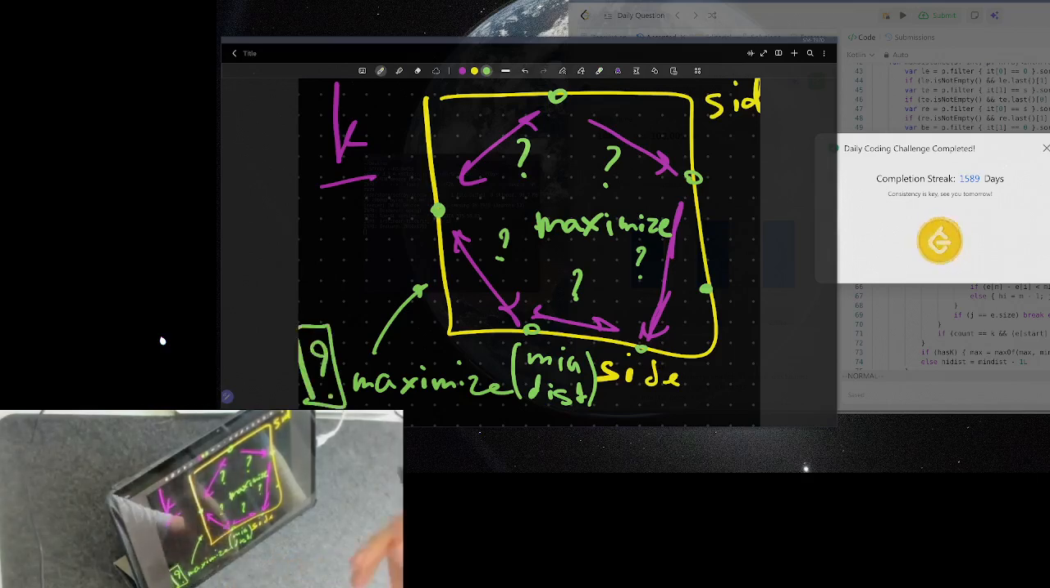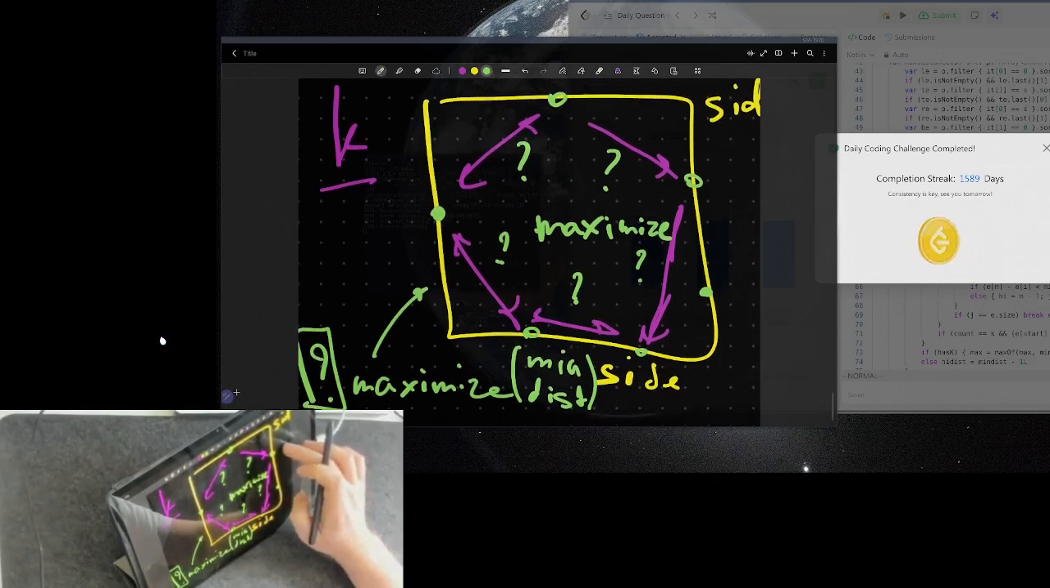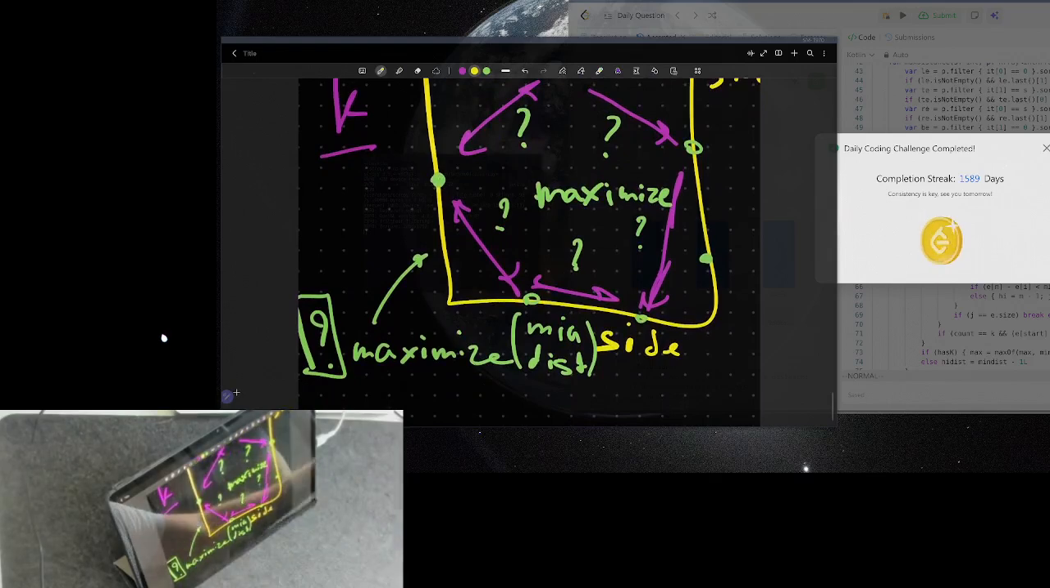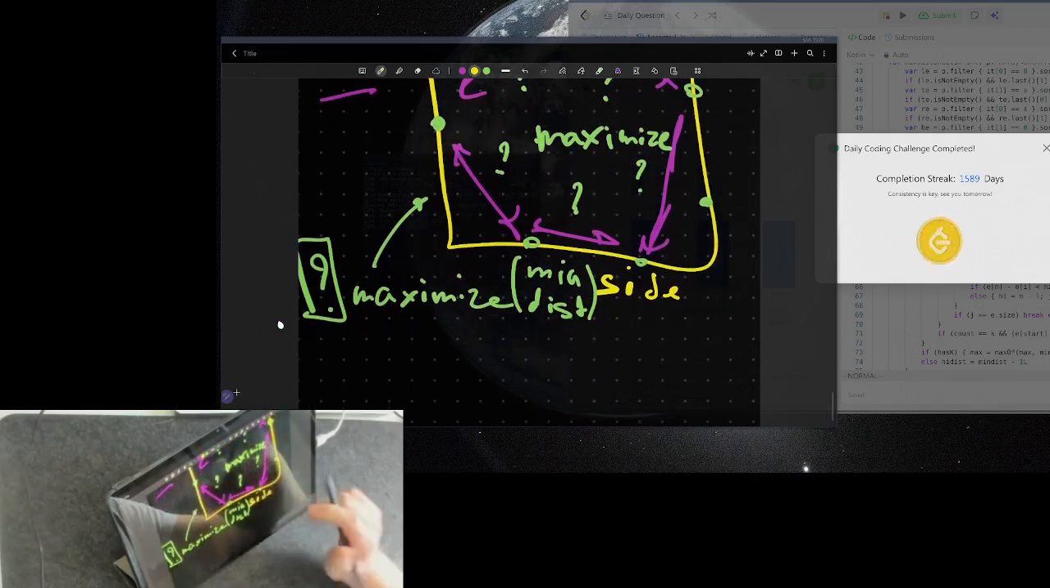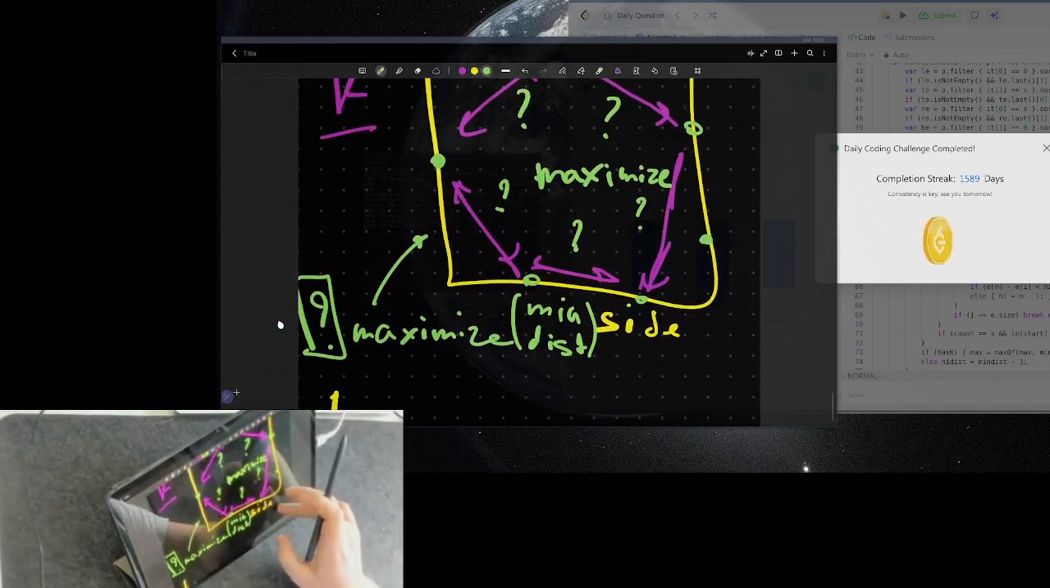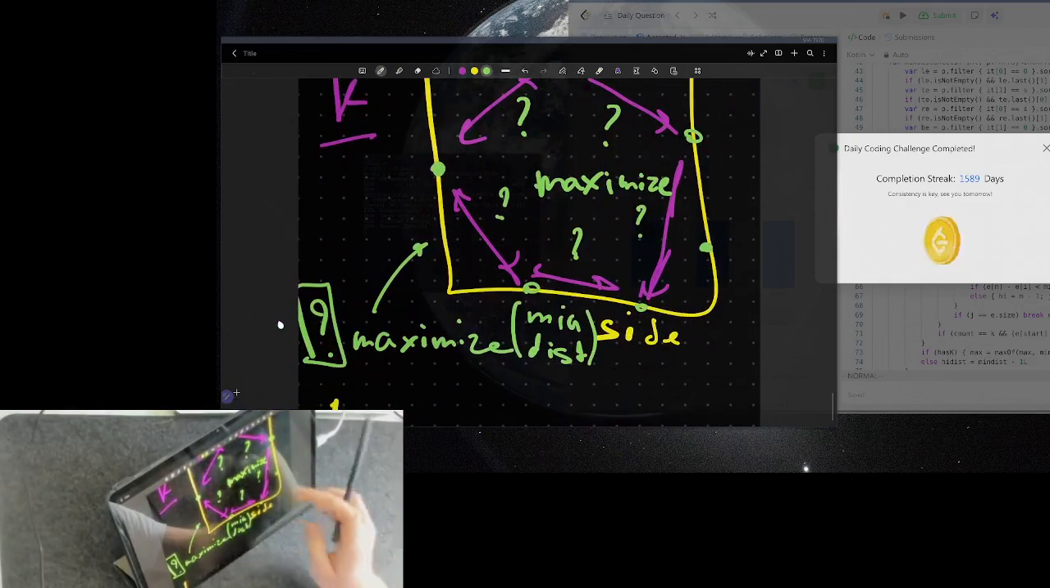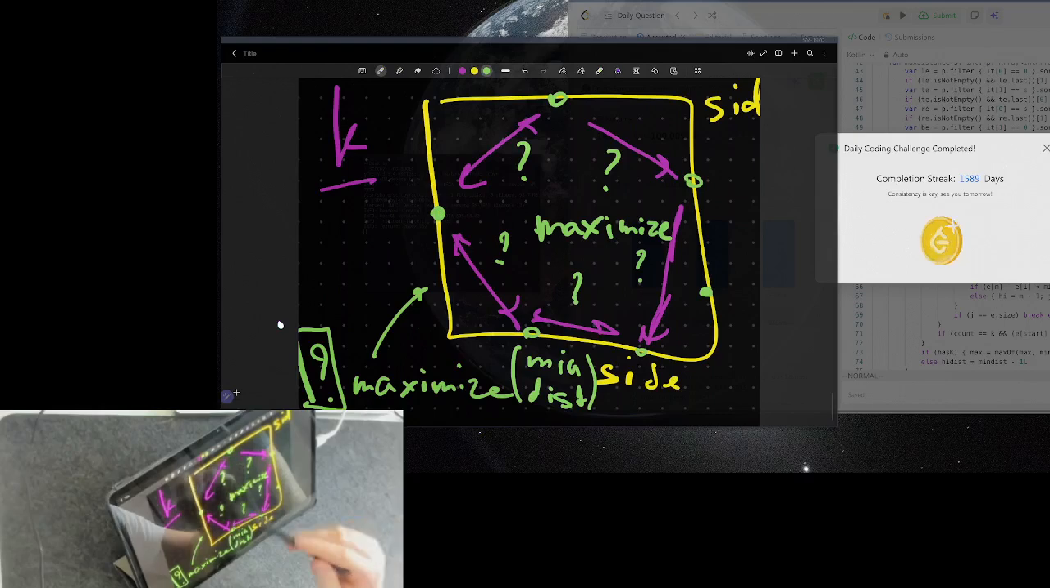Now I didn't solve this problem myself. I was pretty close, but I made some mistakes, and I want to explain what those mistakes are. So first, let's think about a solution. The first idea is to navigate these points. How can you pick them? How can you place these points?